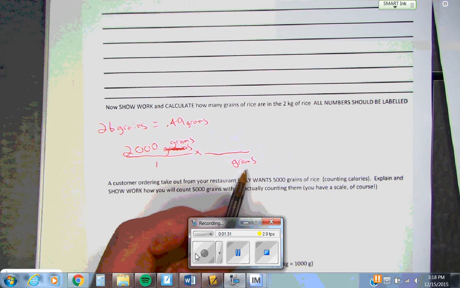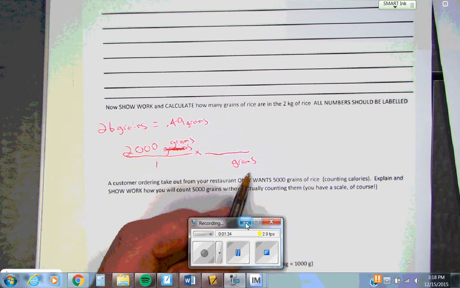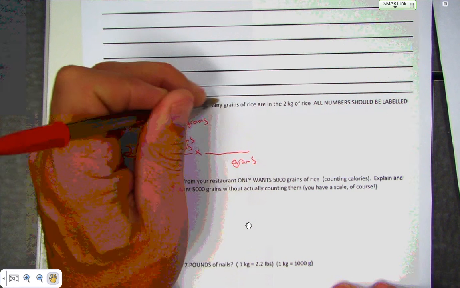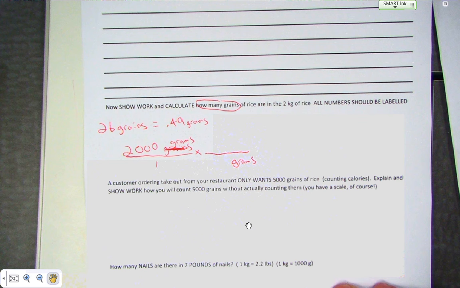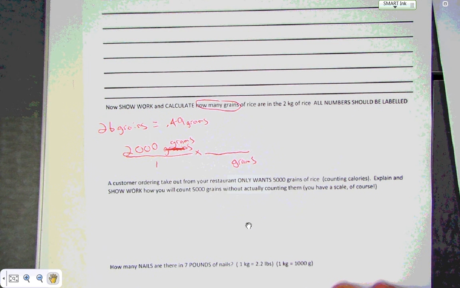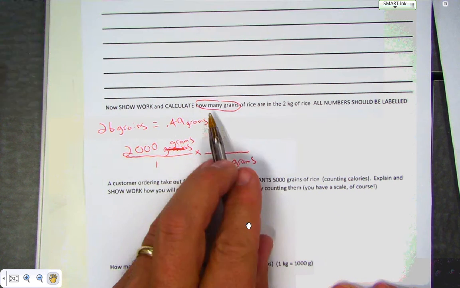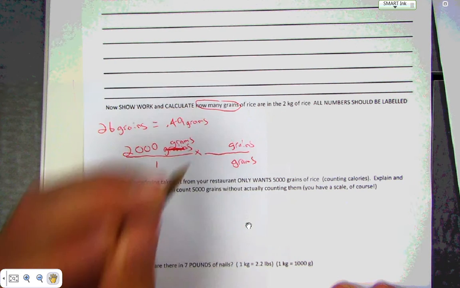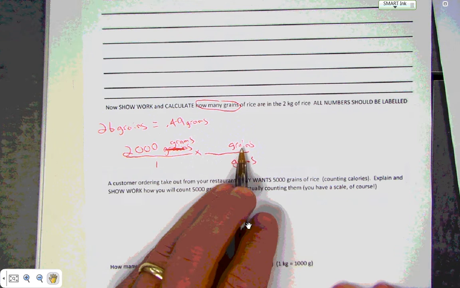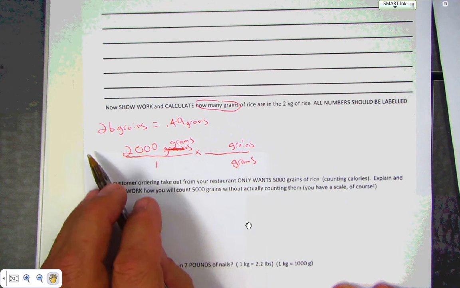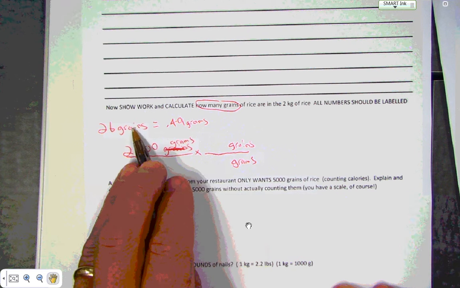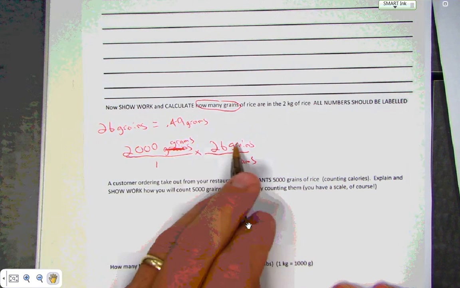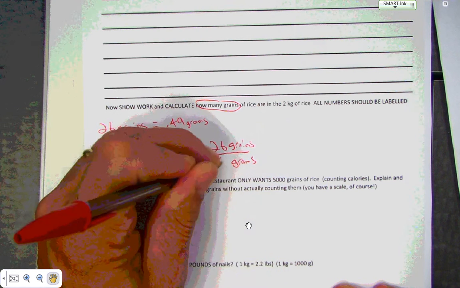What I really want up there on the top is grains, since I'm answering the question, how many grains? People struggle to figure out, what do I put on top? What does the question ask? How many grains? They want their answer to be in grains. Do you know of a relationship between grains of rice and grams? I found one. 26 grains equals 0.49 grams. So 26 goes next to grains, and 0.49 goes next to grams.